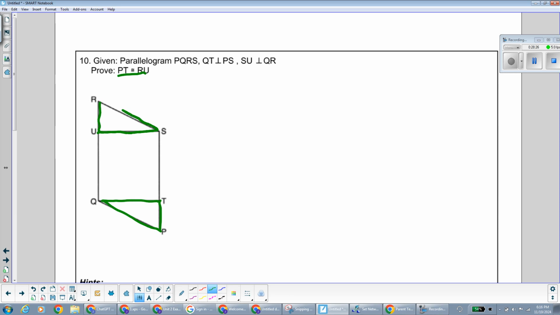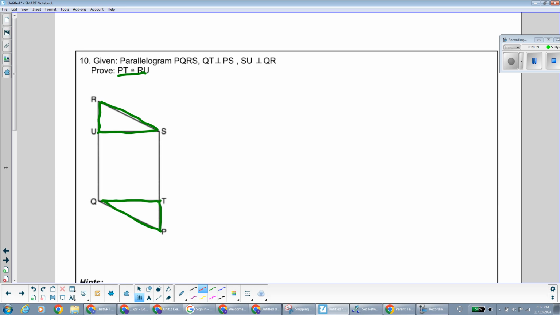I'm always looking for triangles. If I can prove these triangles congruent, then I can prove this. How? Using CPCTC. Once again, if I can prove these two triangles congruent, well, then I can prove the corresponding sides PT and RU congruent using CPCTC. So let's see now what information we can get inside these two triangles.